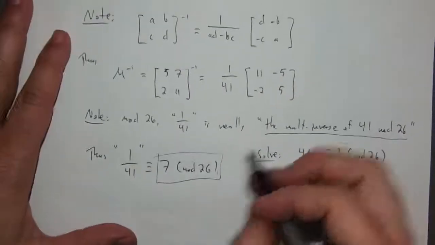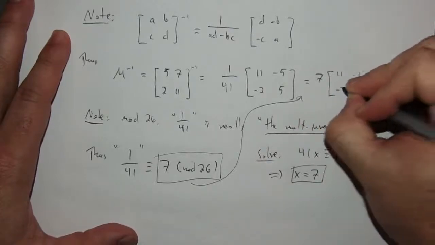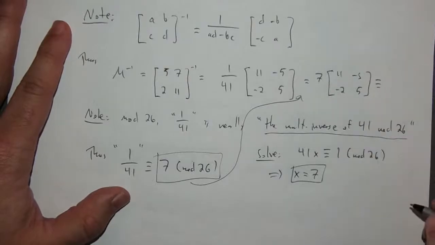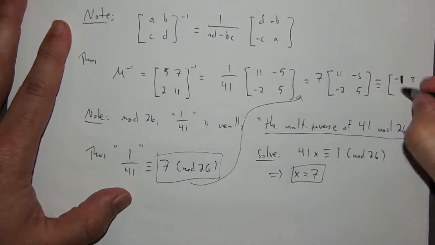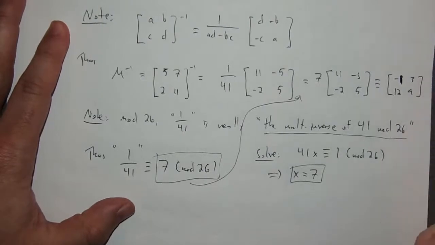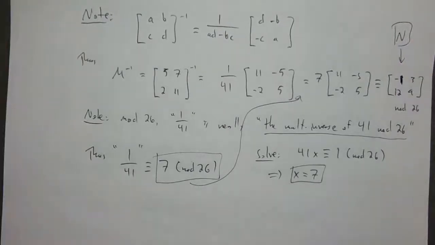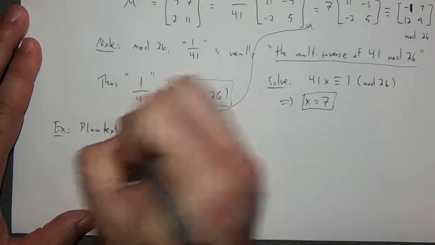Thus, using that, I'll just draw an arrow up here. This is really 7 times 11, minus 5, minus 2, 5. If I multiply this out and then reduce mod 26, what do I get? I get minus 1, 3, or sorry, minus 1, 3, 12, 9 mod 26. But this is the N that I was given before, right? So that's how you'd find this. All right, so let's do an example. My plain text is HIDE THIS.